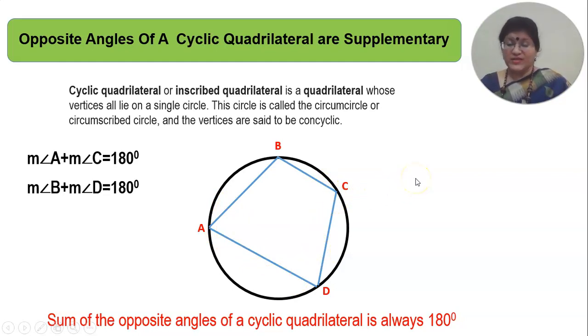So you could get questions on cyclic quadrilateral wherein they could give you one angle A and they may ask you to find out the opposite angle. Or they can give you angle B and they may ask you to find out measure of angle D. All you have to do is whichever angle is given, suppose B is given as 120, then D will be 180 minus 120. So you just have to use the property that opposite angles of a cyclic quadrilateral are supplementary.